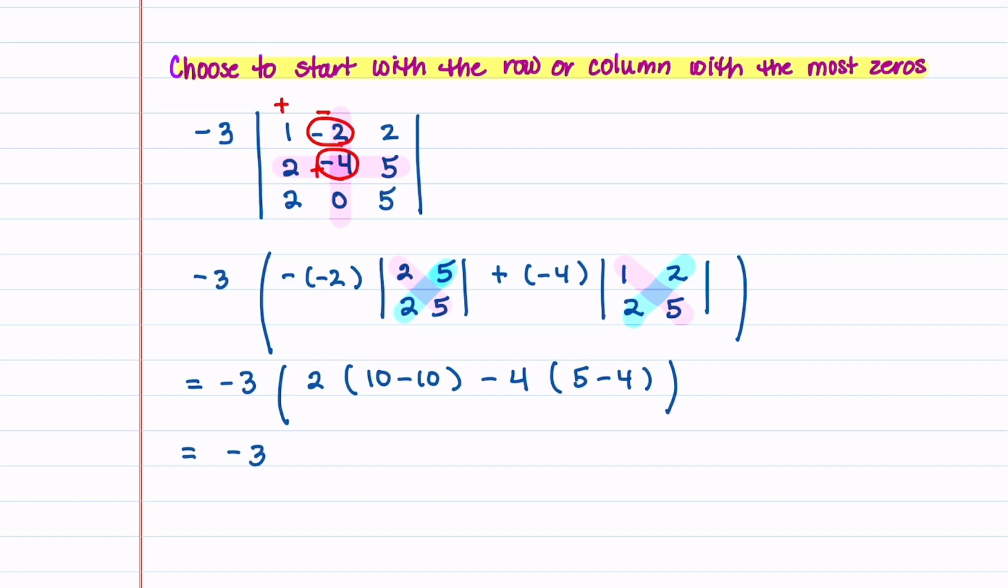This is a -3. We have a 2 times a 0. And then we have a -4 times 1. So we end up with a -3 times a -4. So our final determinant answer is equal to 12.